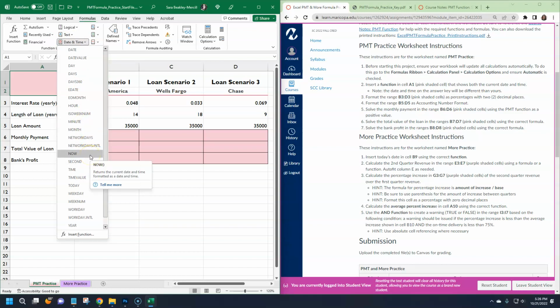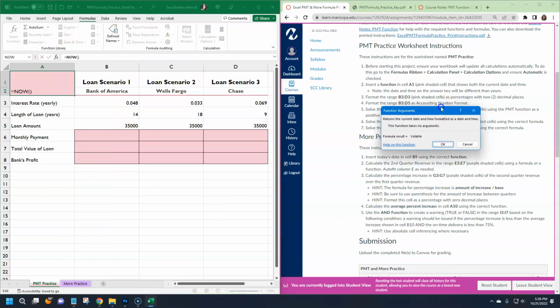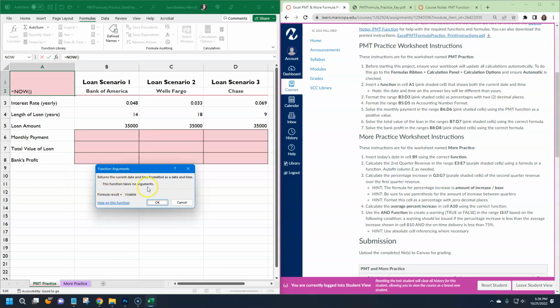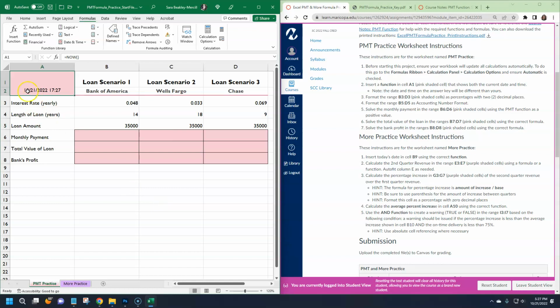One of them is called NOW, and that gives you the date and time. TODAY gives you just the date. We want the date and time, so we're going to click NOW. You get this little function dialog box, and it's telling you this function takes no arguments. What that means is you don't have to type anything in. You just click OK, and whatever the date and time are that matches your system clock, you can see when I'm creating this, that will be populated in there.